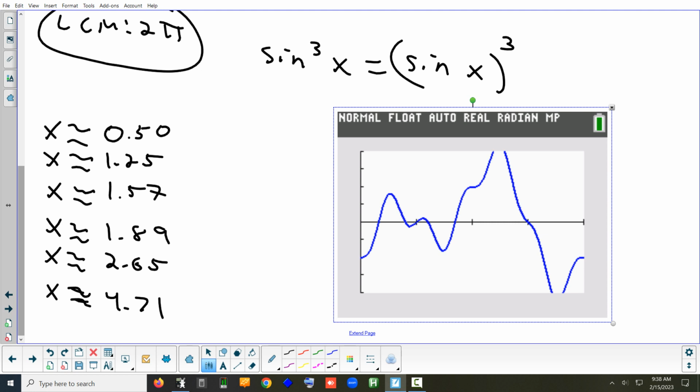And what do we have to put on the end of each one of them? Was it 2 pi? Yeah, the least common multiple was 2 pi. So each one of these gets a 2 pi in.